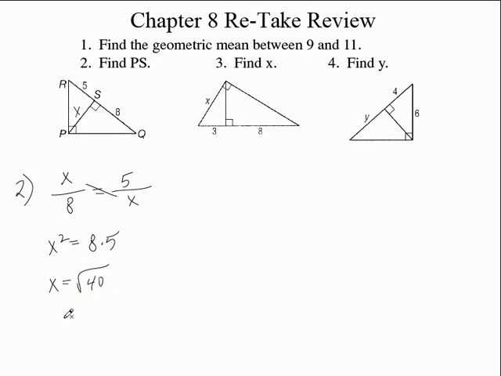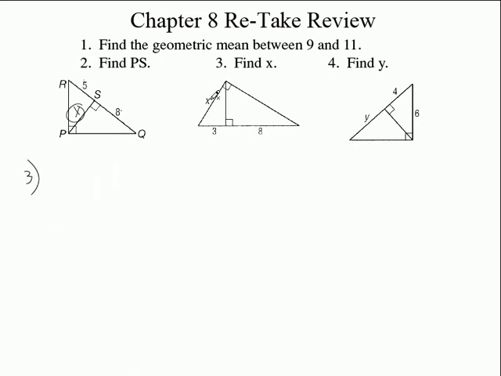You could break it down if you wanted to. 4 times 10, right? Square root of 4 is 2, square root of 10. But if you want to keep it like that, I'm fine with that at this point. In Algebra 2, we definitely will do this, but for right now, I'll let you keep square root of 40. Pretty basic. That's the altitude, is the geometric mean between the two segments of this whole hypotenuse.